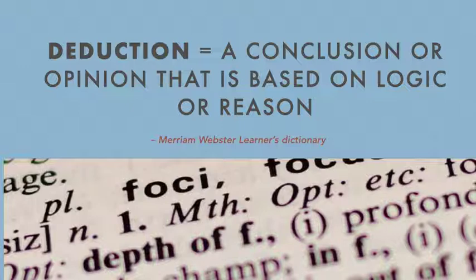What does this mean? This means that, for example, if you look outside the window and the streets are wet, you can deduce that it has rained. Or if your father has just left the building without his keys, you could say something like he may have forgotten his keys. So if we make a deduction, we make a conclusion based on some logic or reason.